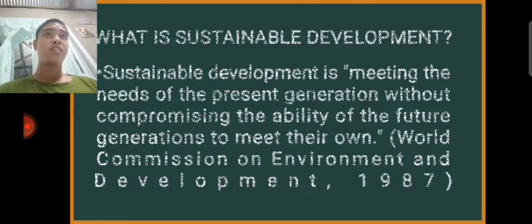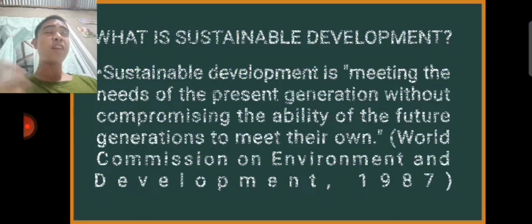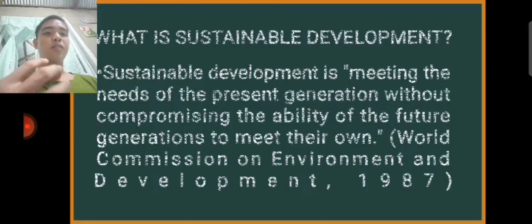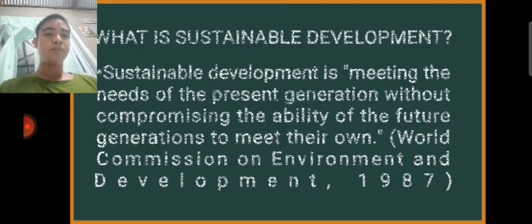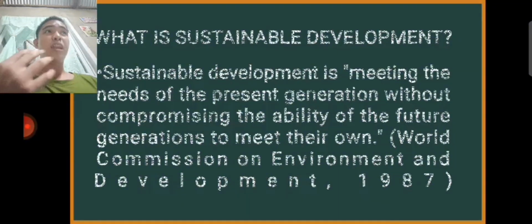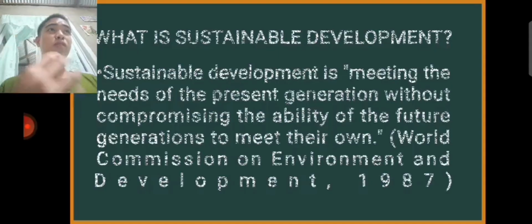So it is the role of the new generations to advance and also preserve these resources that have been with us right now, and to also plan for our resources to not deplete and to last longer, without the future generations having a problem with it.